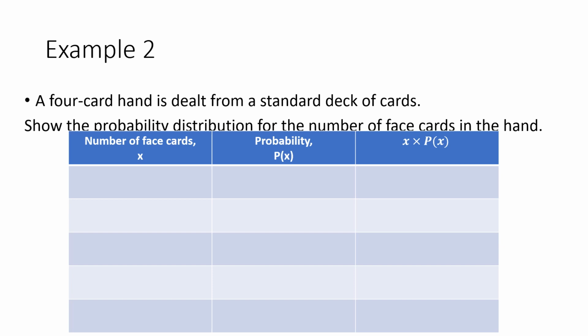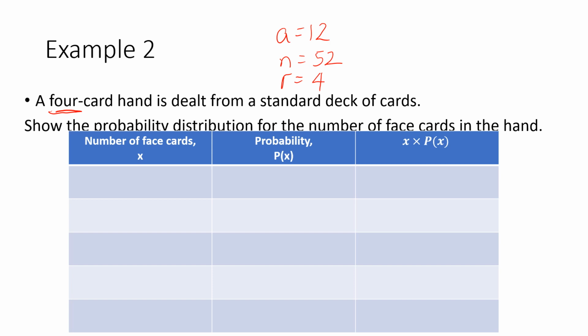Now let's look at another example of a hypergeometric distribution where we're going to complete a probability distribution, meaning we're going to list all the possible outcomes and their probabilities. So here we have a 4-card hand that is dealt from a standard deck of cards. Show the probability distribution for the number of face cards in the hand. So the number of successful outcomes is 12, okay? And the number of cards available is 52, all right? And the number of trials we're going to take is 4, right? Because we're getting a 4-card hand.